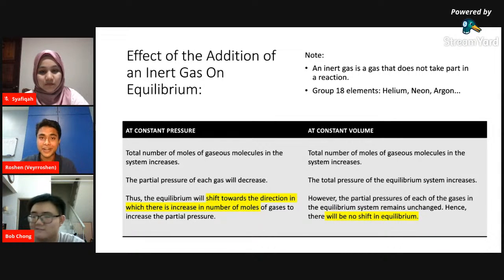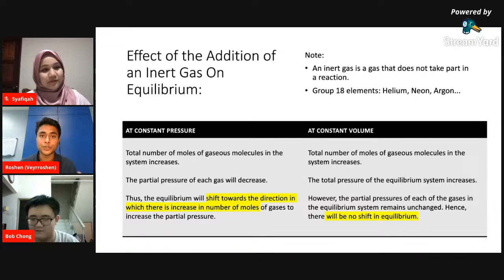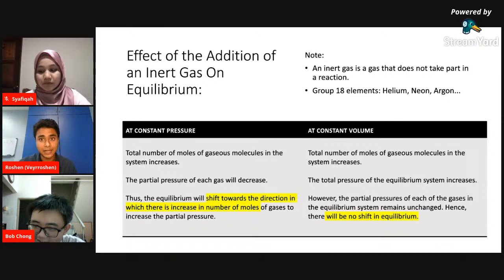So I hope you all understand. If you want to know what partial pressure is and how it affects the gases, you can go and search it up on Google, because they have so many amazing videos to help you on that. That's my personal advice to all of you who want to know how inert gas affects equilibrium reactions. And I forgot to tell just now that we have, like what Shaf said, the group 18 elements like helium, neon, argon, and so on. They are non-reactive, but they interfere, if it's at constant pressure.